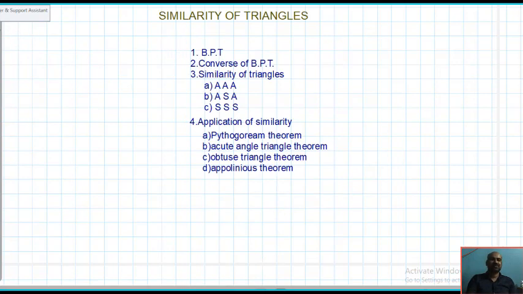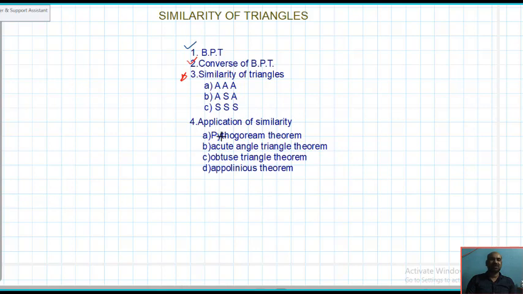First, basic proportionality theorem. Second, converse of basic proportionality theorem. After that, we will start similarity of triangles: AAA similarity, SAS similarity, SSS similarity. And the next part is application of similarities.